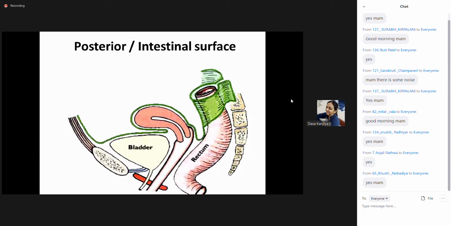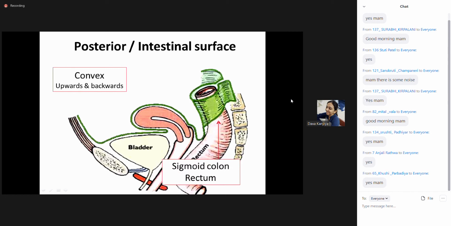Next is the posterior surface, which is convex and it runs upward and backward. And it is related with the sigmoid colon and rectum. Now the peritoneal pouch present in between these two is called the rectouterine pouch of Douglas. It is the reflection of peritoneum from the posterior surface of body of uterus to the anterior surface of the rectum and sigmoid. So this is the rectouterine pouch.